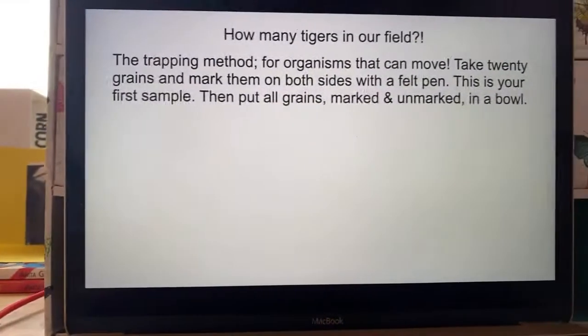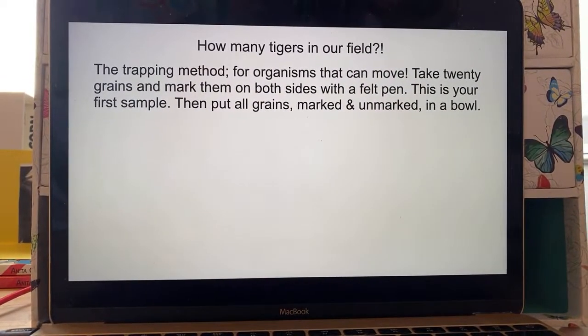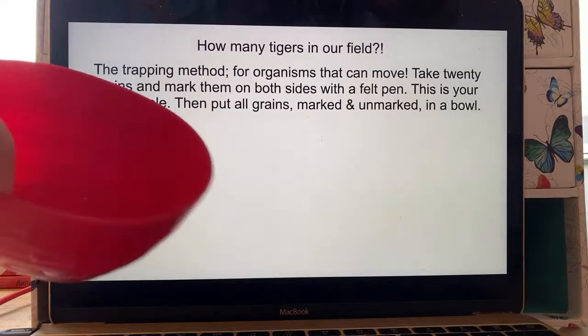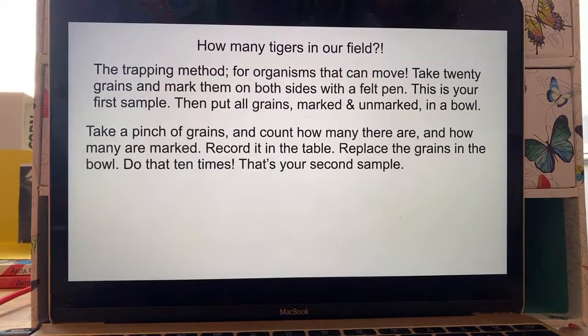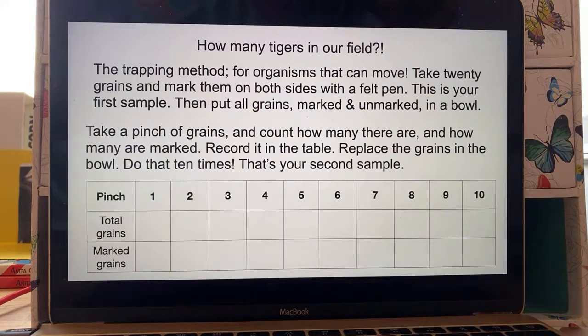I'll just show you the instructions written down, so that might be helpful. This is the trapping method for organisms that can move. Take 20 grains, mark them all over with a felt pen, and that's what we call our first sample. And then you put all the grains, marked and unmarked, into a bowl. You've got to take a pinch of grains, count how many there are, and how many are marked, and record it in a table.